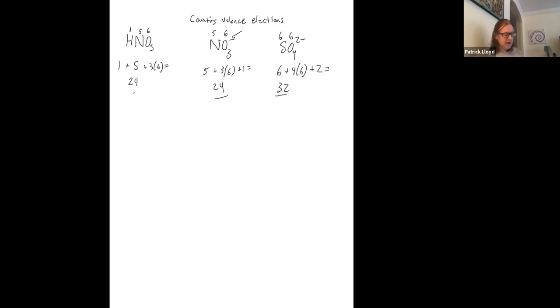Now let me show you a positively charged one. Let me show you NO plus. Okay, group 5A, group 6A. So 5 plus 6, but now it's plus, so you subtract an electron. So that would be 10. Okay, there you go. That's counting valence electrons for molecules, anions, and cations. It's kind of cool. All right.